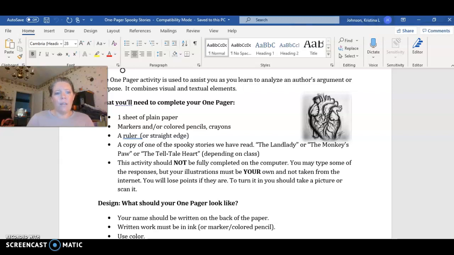It is important to understand this activity should not be fully completed on the computer. You may type some of the responses, such as the quotes and things, but you are not to use any pictures from the internet. The illustrations must be your own and not taken from the internet. You will lose points if you are. It's also called plagiarism. You're not able to take and use something as your own. You should always make sure of it. To turn it in, you will take a picture of it or you will scan it to be turned in.